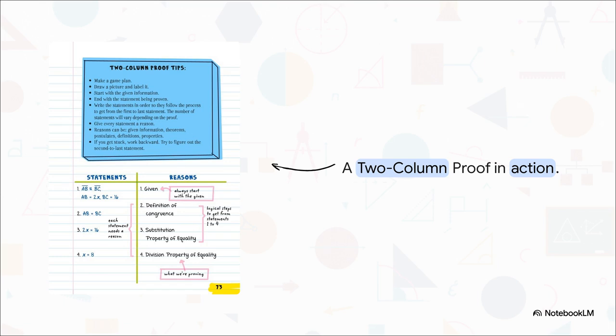And the reason for that leap? Simple, the definition of congruence. From there, you might substitute the actual algebraic equations in and ultimately use something like the division property of equality to solve for your variable. The beauty is that every single logical step you take is perfectly mirrored by an unbreakable reason. That is how you build a rock-solid proof.